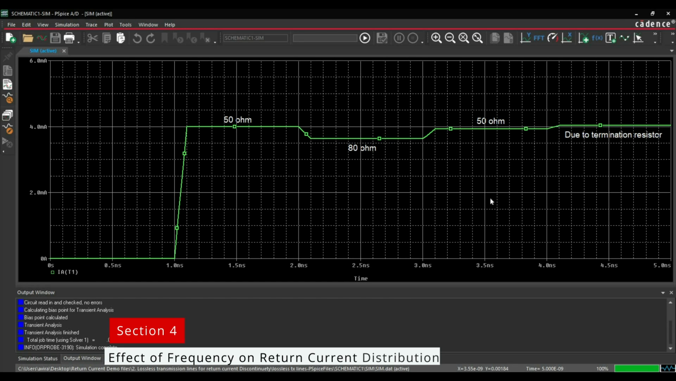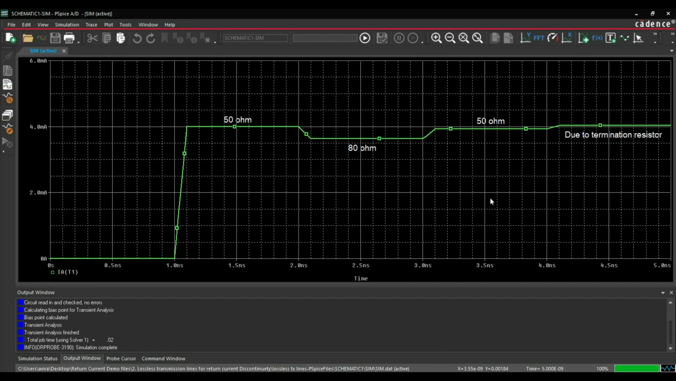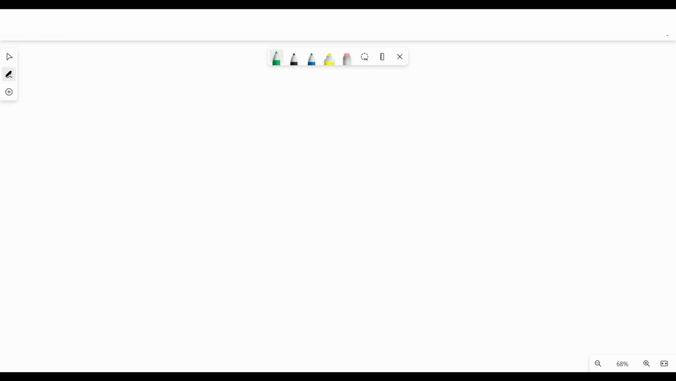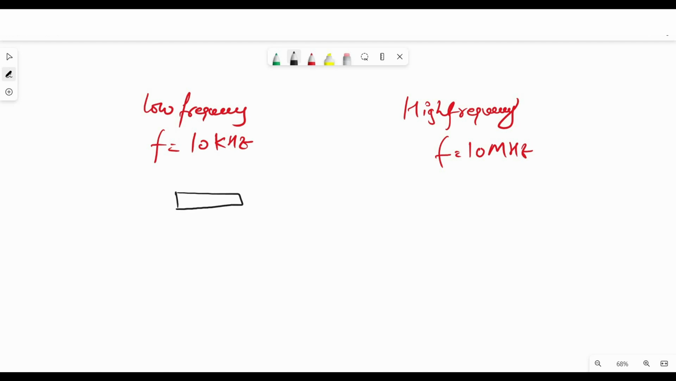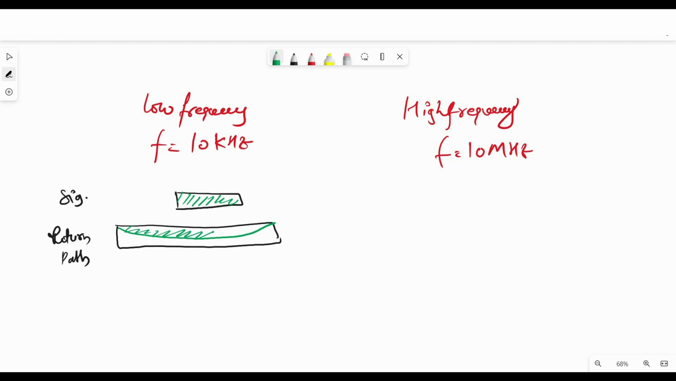Now, another topic we're going to discuss is the effect of frequency on the return current and the distribution of return current. So first we'll see from the skin depth point of view. Lower the frequency, higher will be the penetration of charge in a conductor, and vice versa.